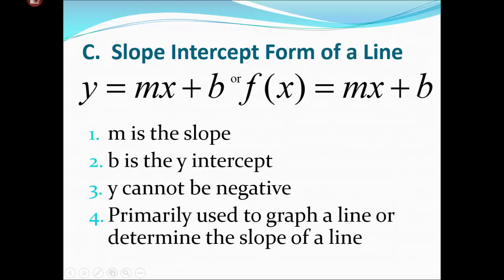You have your slope intercept form. That's when you solve the equation for y. M is the slope, b is the y-intercept. Y has to be by itself and it cannot be negative. We usually use this for graphing a line.